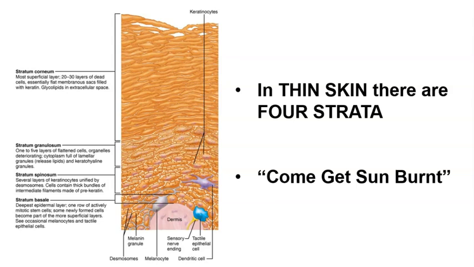The 4 strata, from superficial to deep, are the stratum corneum, the stratum granulosum, the stratum spinosum, and finally the stratum basale. An easy way to remember the first letter of each of these strata is the saying, "Come get sunburned."